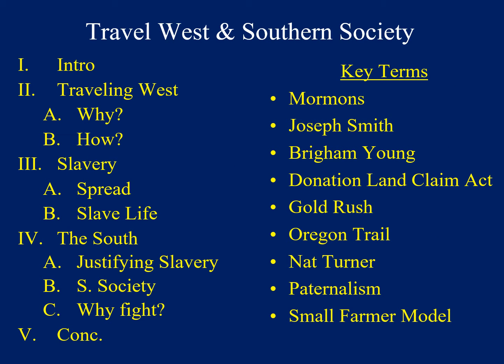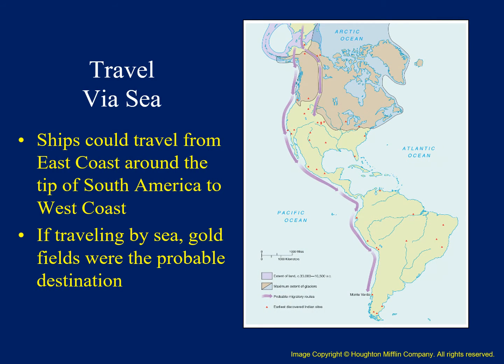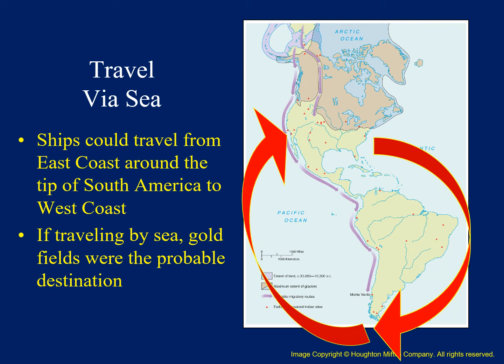Now that we've identified some reasons why people traveled, let's explore how they did so. If you had enough money, well, you might travel by sea. It was actually the fastest way to get to the West. Here we see a map of the Western Hemisphere. Ships started in areas on the East Coast, went around the tip of South America, and ended up on the West Coast. If you traveled by sea, more than likely you were looking to go to the gold fields.